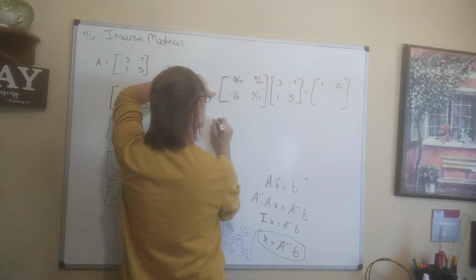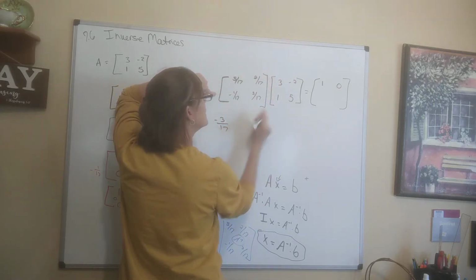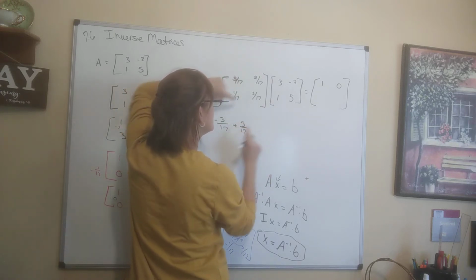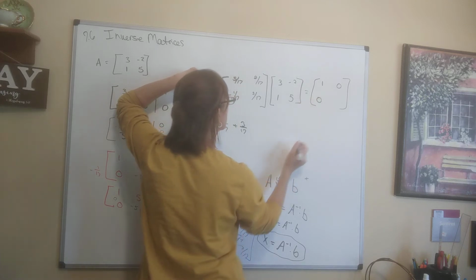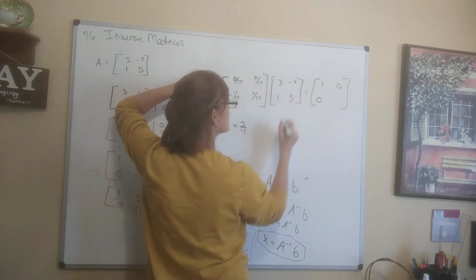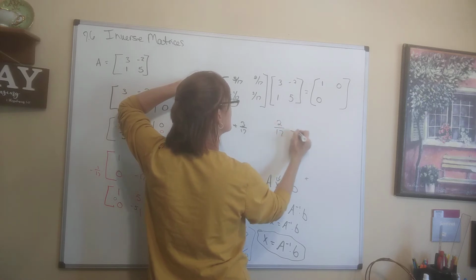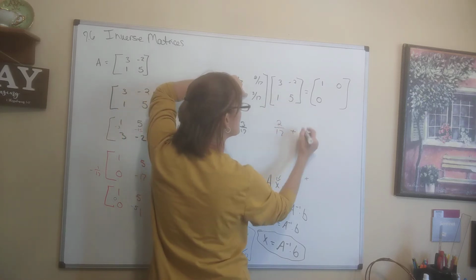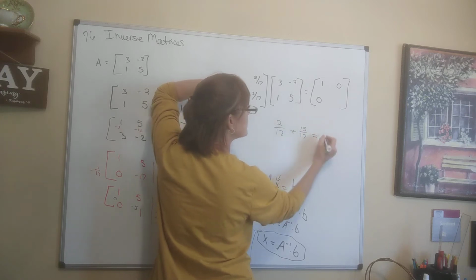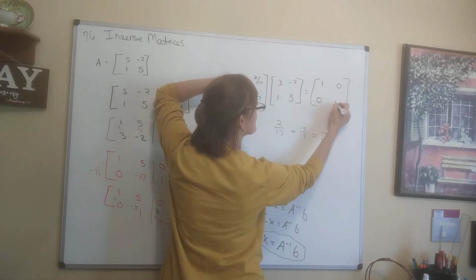3 times negative 1 over 17 is negative 3 over 17, plus 1 times 3 over 17 is 3 over 17. This plus this gives me a 0 right there. And so row 2, column 2, negative 2 times 1 over 17 is 2 over 17, plus 5 times 3 is 15 over 17. 15 plus 2 is 17 over 17, which is a 1.